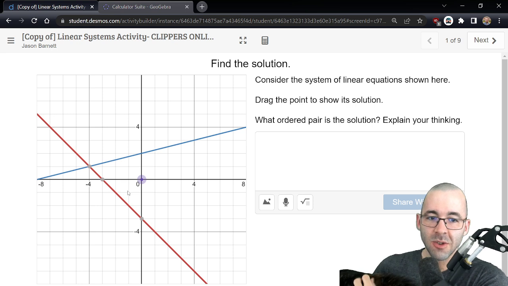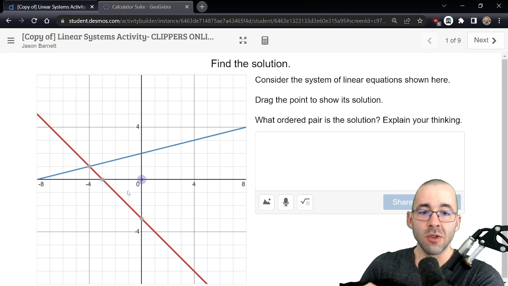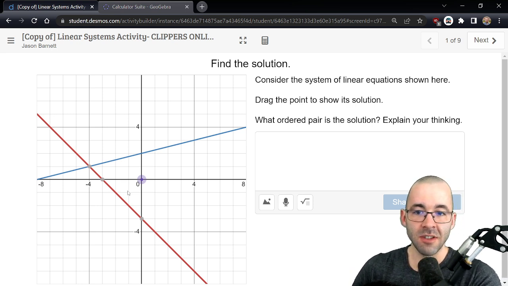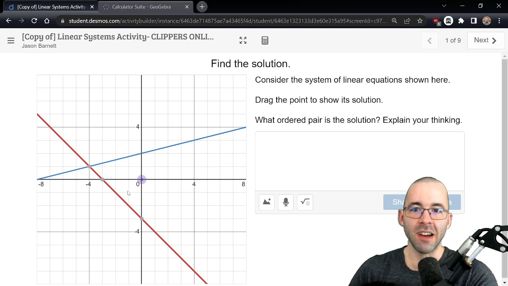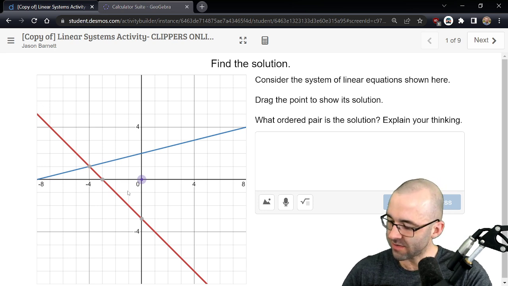Okay, so then the solution to this system, the solution to multiple lines, is just the point that makes both of them true. The point that's on both of the lines, that's going to be their intersection.